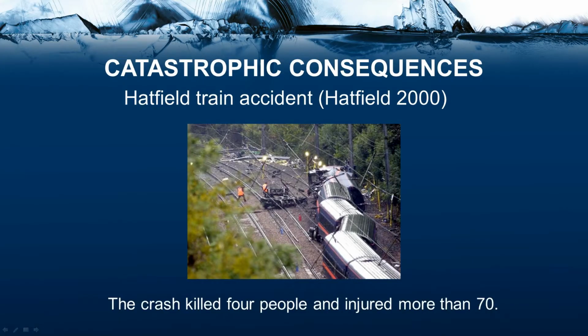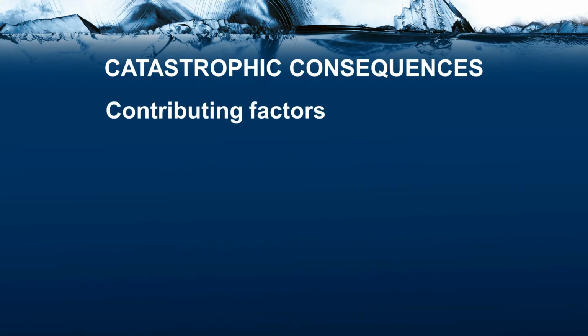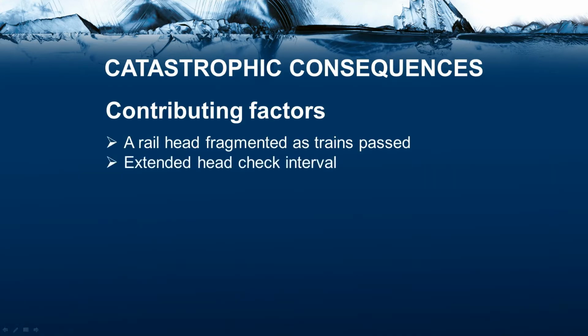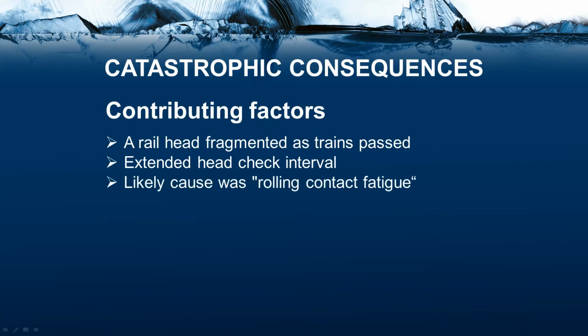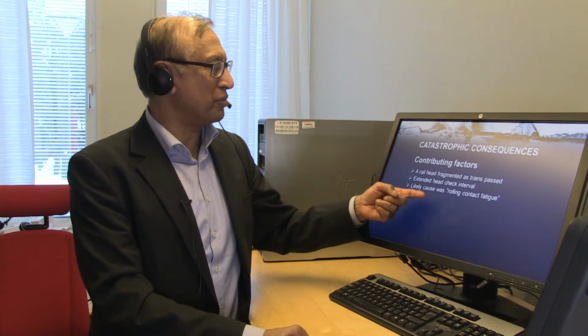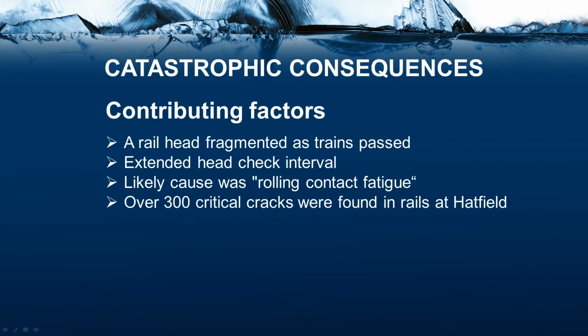Some more accidents in recent times. In 2000, there was a big accident in England. Loss of life was luckily very low, 4 or 5 people died. It was attributed to failure of the rail head, which fragmented as the train passed. The maintenance contractor had extended the head check interval on those sections. That led to them missing that there was rolling contact fatigue. The investigation report found that rolling contact fatigue was the likely cause. While checking, they found that there were over 300 critical cracks in that area.